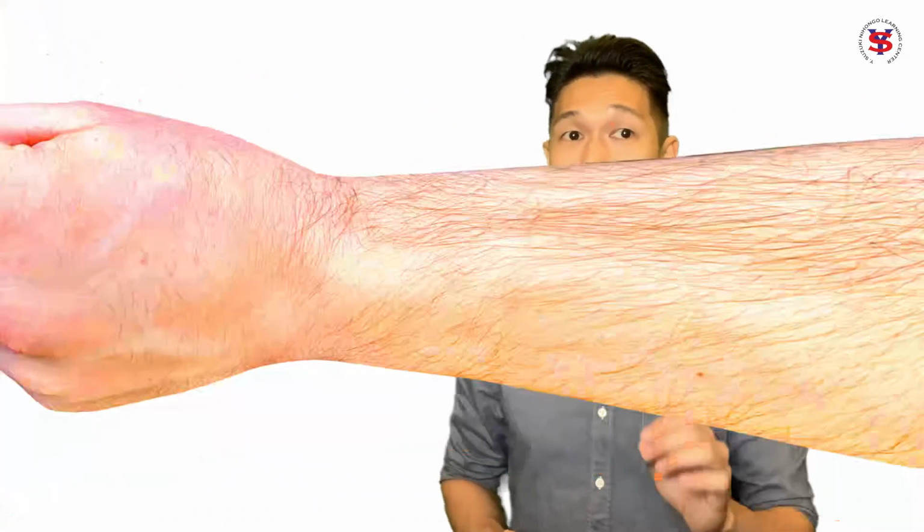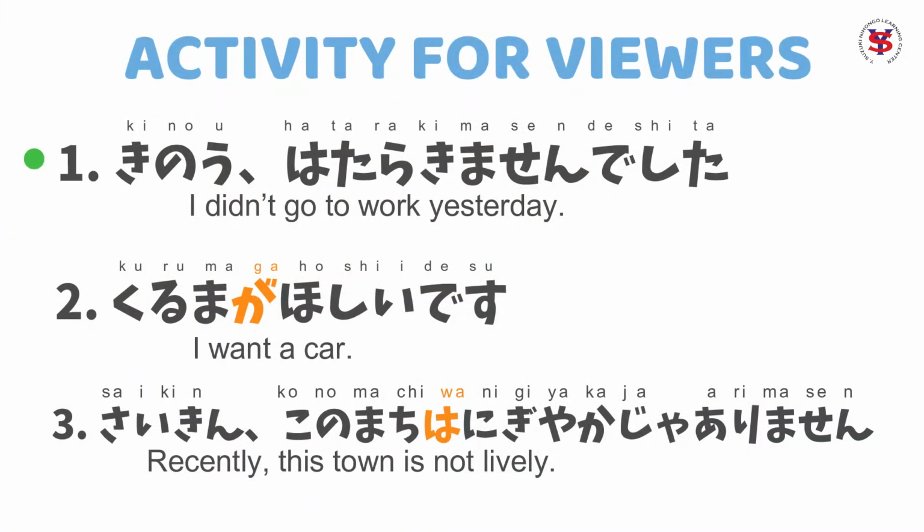Now, it's your turn. Practice time. Make the following polite style sentences into the plain style. Kino, hatarakimasen deshita. I didn't go to work yesterday. Kuruma ga hoshii desu. I want a car. Saikin, kono machi wa nigiyaka ja arimasen. Recently, this town is not lively. Parang sa Tokyo ngayon, no? State of emergency. Write your answers in the comment section below.